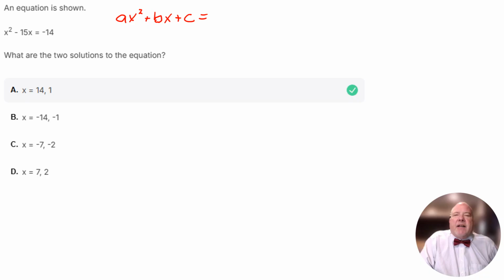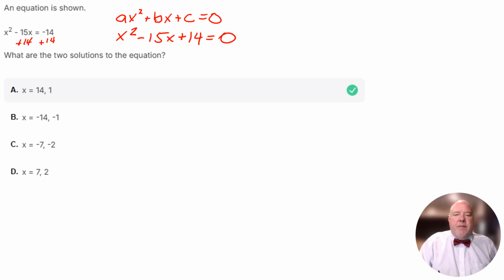And then if you're going to factor it, you want to set it equal to 0. Or if you want to solve it, I mean. So if you want to solve it, you want it equal to 0. So you can see that ours is not quite in that form. We just need to move the negative 14 to the other side. So all we're simply going to do is add 14 on both sides of the equation, and that'll move the 14 over to the other side. And so then what we end up with is x squared minus 15x plus 14 equals 0. So now we've got it in the standard form.